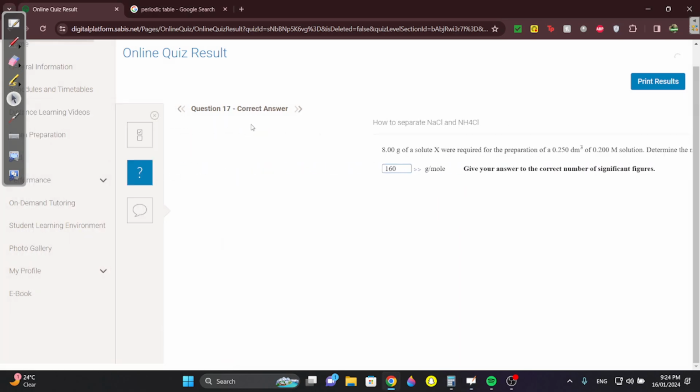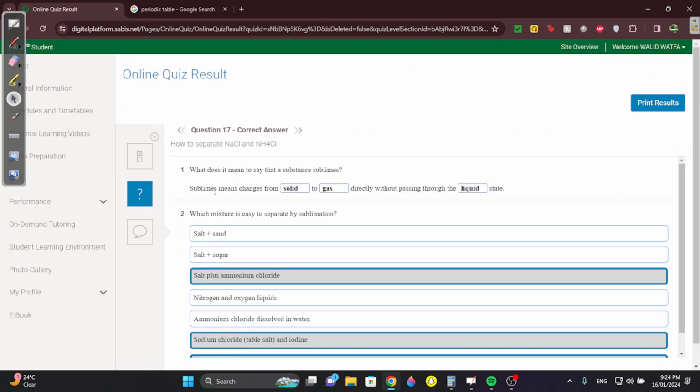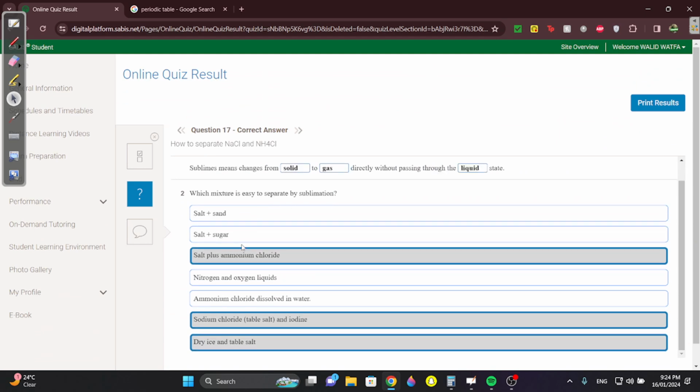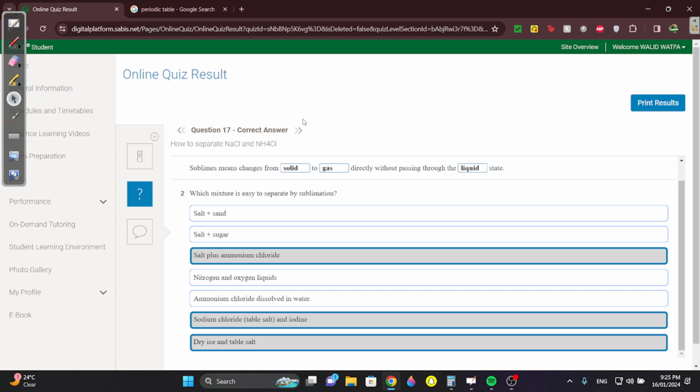17. How many questions? 18, I think. Yes, 18. Sublime means to change from solid to gas without passing through the liquid. Which ones can you separate by sublimation? You have to memorize them: ammonium chloride, iodine, dry ice. Dry ice is carbon dioxide. But in the exam they used to put iodine solution, carbon dioxide solution, ammonium chloride solution. They're all wrong. If you see solution, it's wrong. It can't be dissolved in water. It has to be solid.